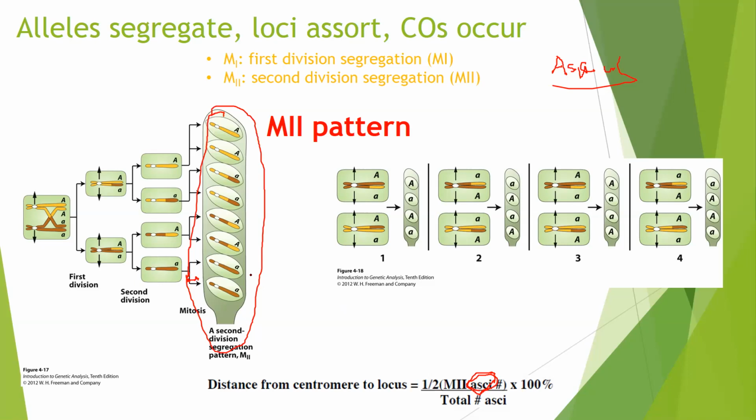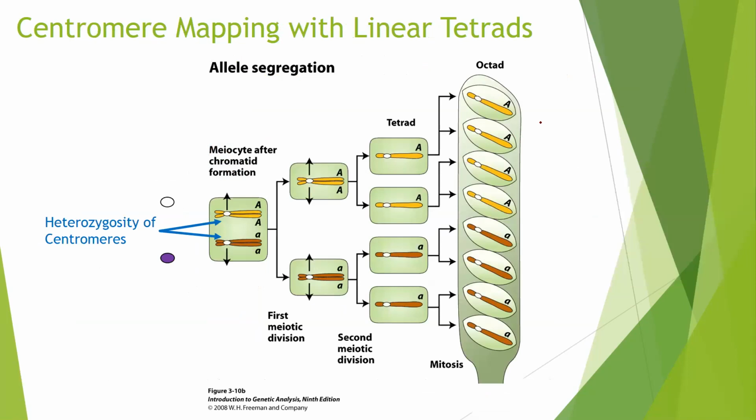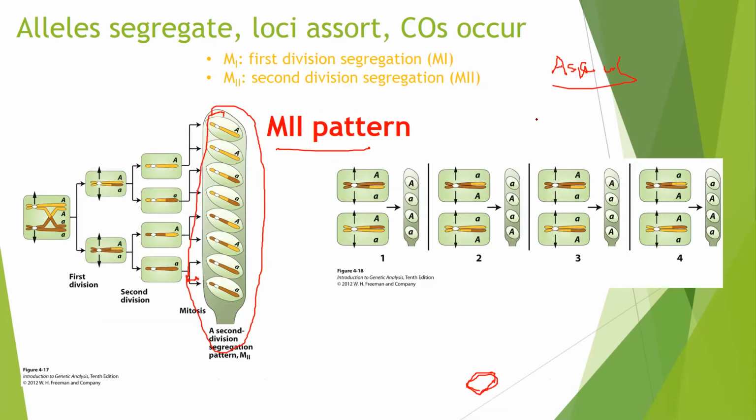So for example, let's say this ascus is an M2 pattern, right? And maybe you can get an ascus like this. This is an M1 ascus. Now, if you do a test cross, you're going to generate maybe 1,000 asci with different patterns. So if you have created 1,000 asci from this test cross, then the total number of asci will be 1,000. Is that right? Sure.